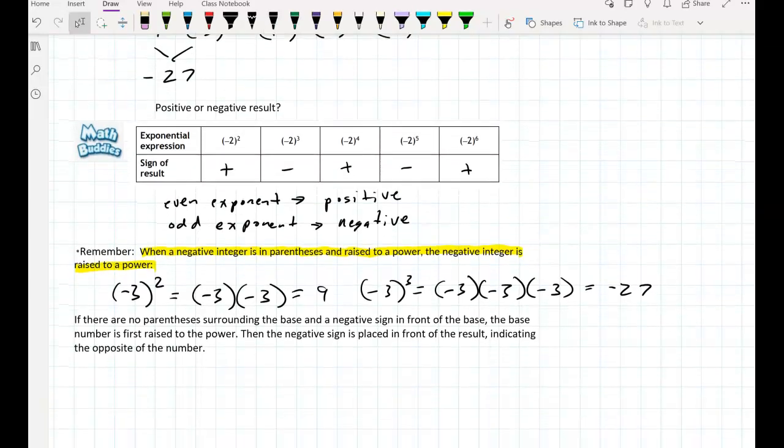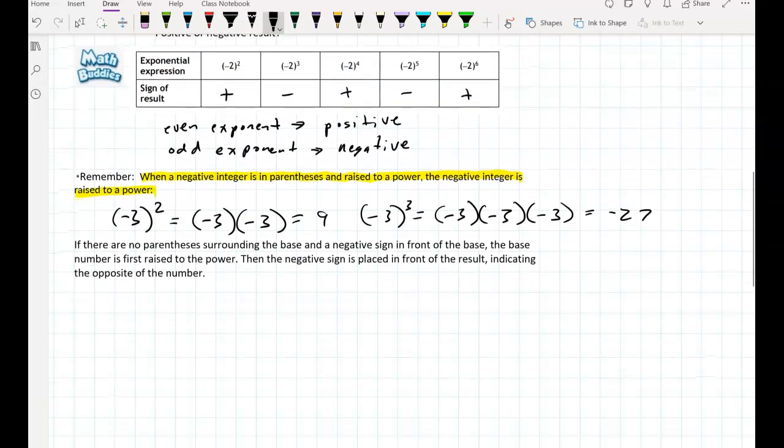However, in the next paragraph it says, if there are no parentheses surrounding the base, and a negative sign is in front of the base, the number is first raised to the power, then the negative sign is placed in front. What does that mean? Okay, well, let me show you what I mean by that.